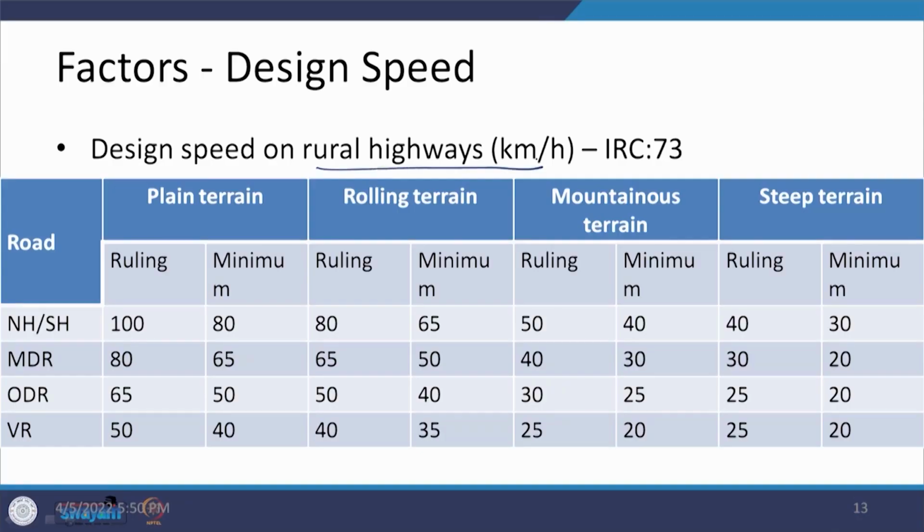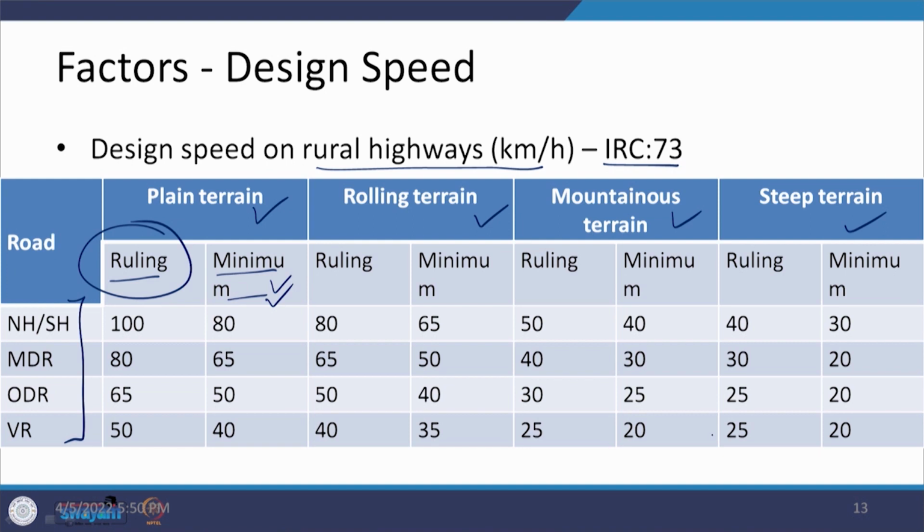If we look at the rural highways, again the speeds are in kilometers per hour. You can look at IRC 73 for that. Here again the terrains have been defined, and now what you see is that all of these terrains have been defined separately for the class of facilities like NH, SH, MDR, ODR and VR. But within a terrain you are finding two values are being given. One is defined as ruling, another one is being defined as minimum. Now, we are going to design basically for this ruling speed, but under the constrained conditions, if it is not possible to go with this ruling speed, then we can go with the minimum speeds being defined.